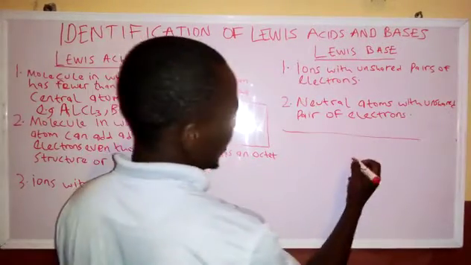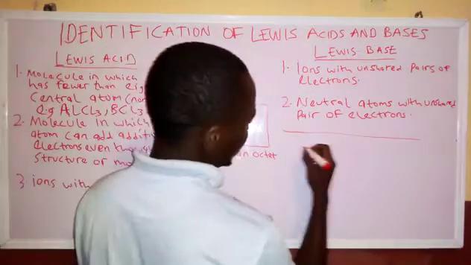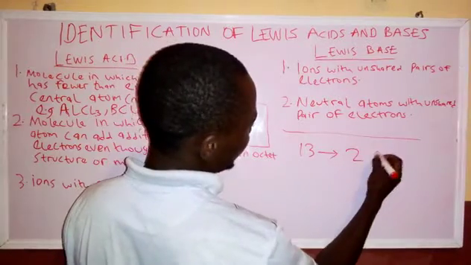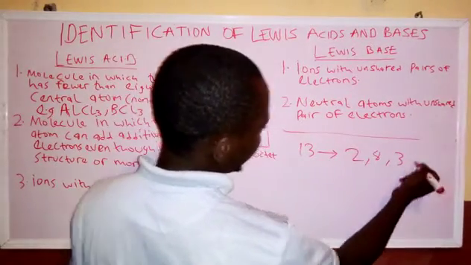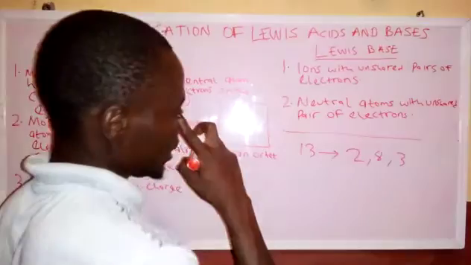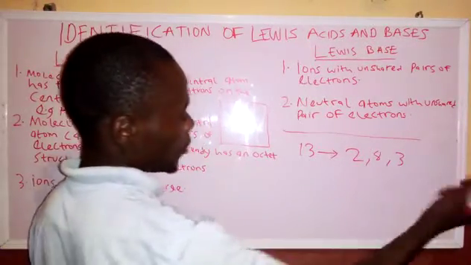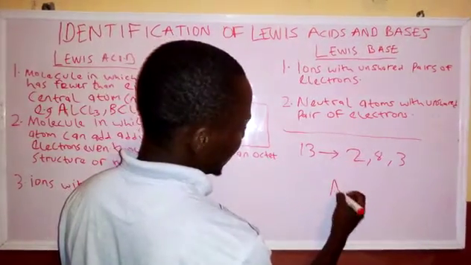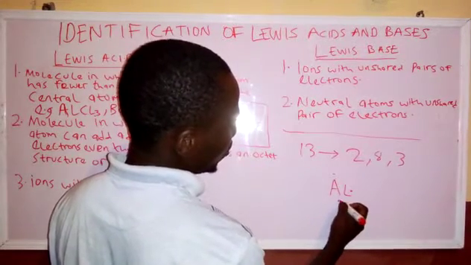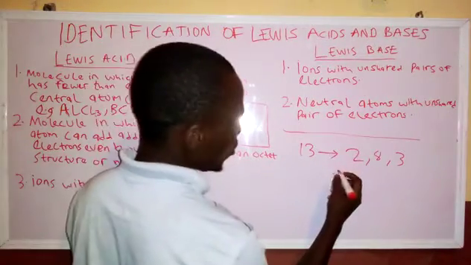Now let's do it. Aluminium has an atomic number of 13. So 13. If we break it down into shells, K, L, M, we have 2, 8, 3. Now this is the valence electron, 2, 8, 3. Now if we are to write the Lewis electron dot structure for aluminium, what we have is this Al. So we have 1, 2, 3. So now Cl3. Now Cl comes here.